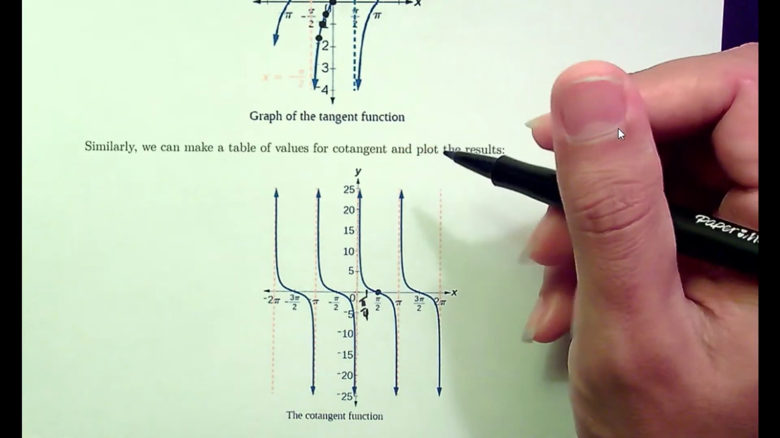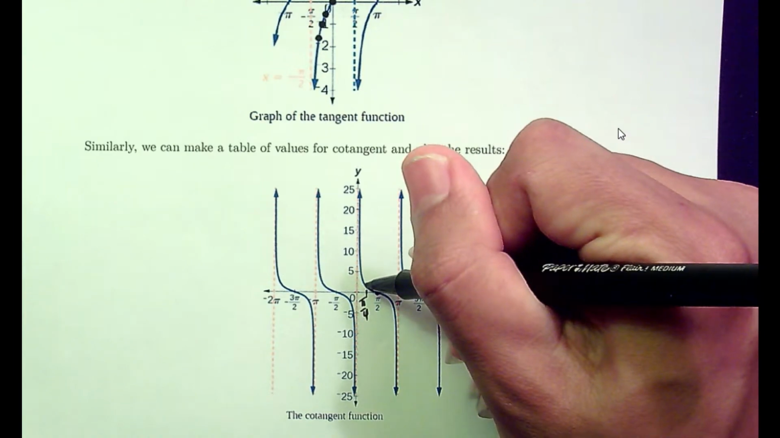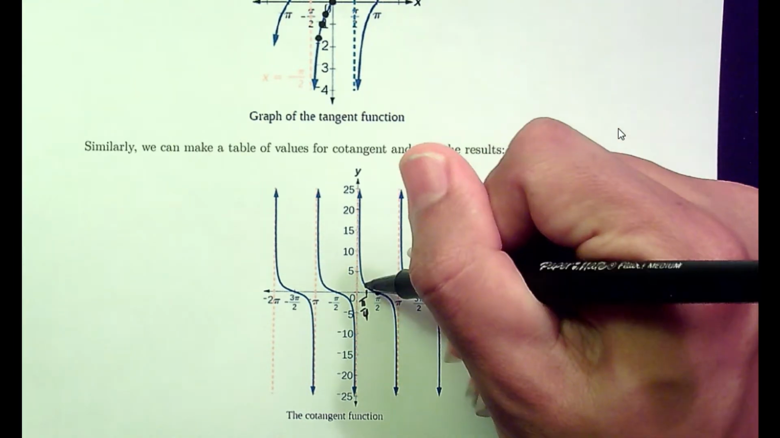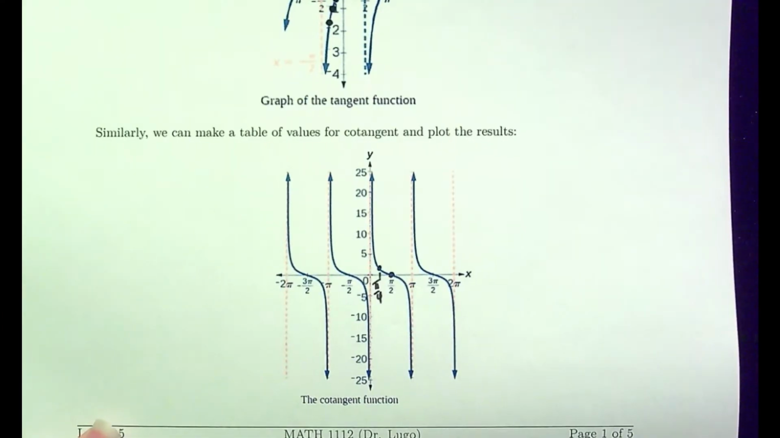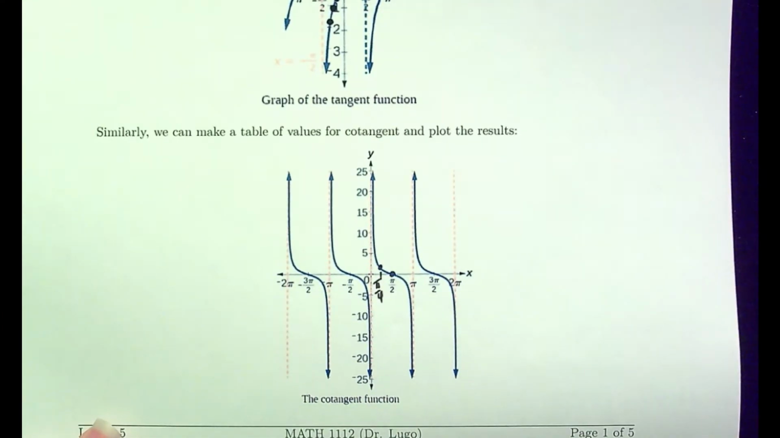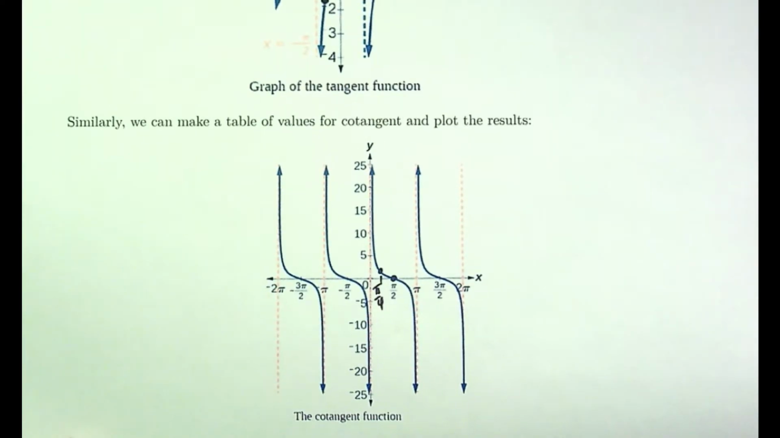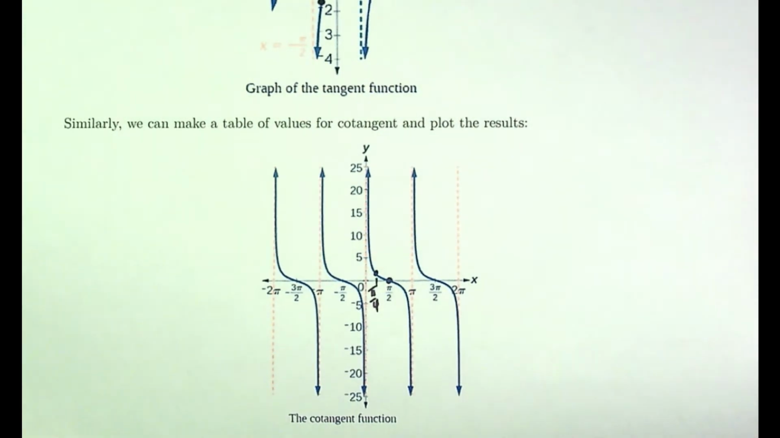The value at pi over 4 would be 1, and that's because the cotangent is the reciprocal of the tangent. The tangent at pi over 4 is 1, and the reciprocal of 1 is 1. So the cotangent of pi over 4 would be 1.